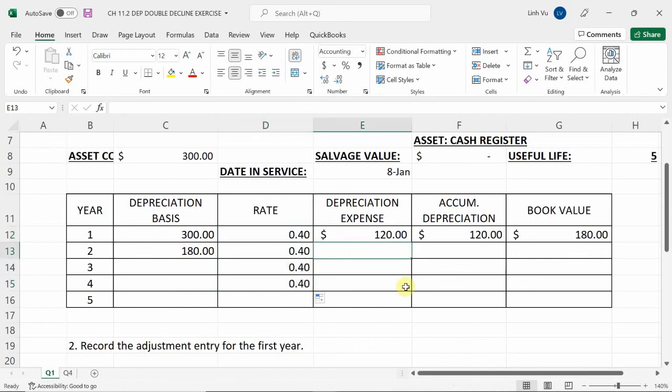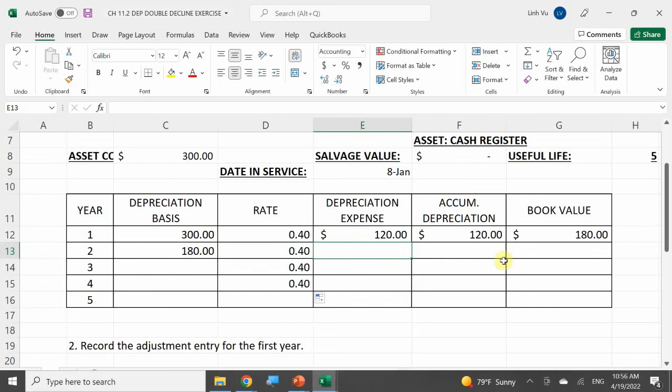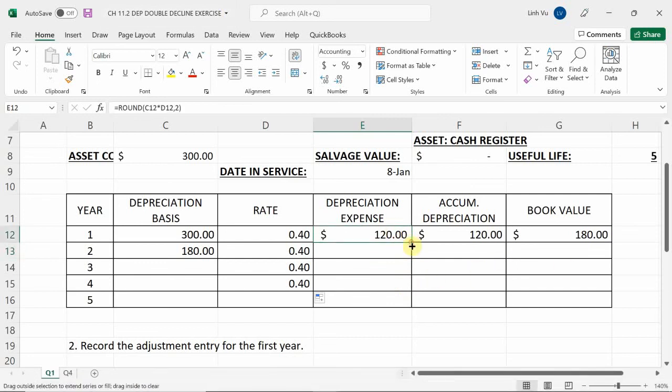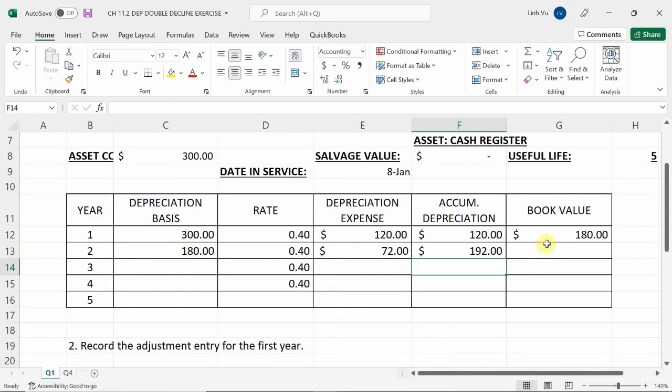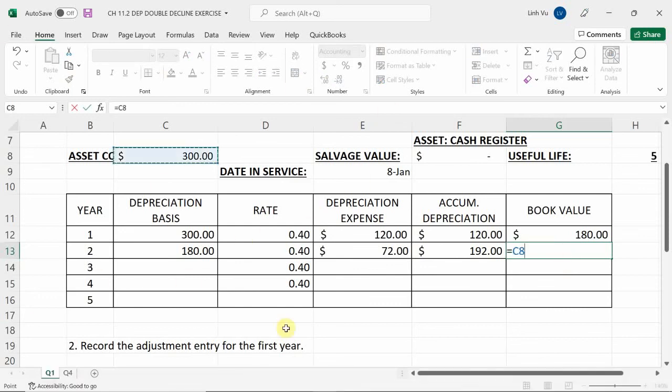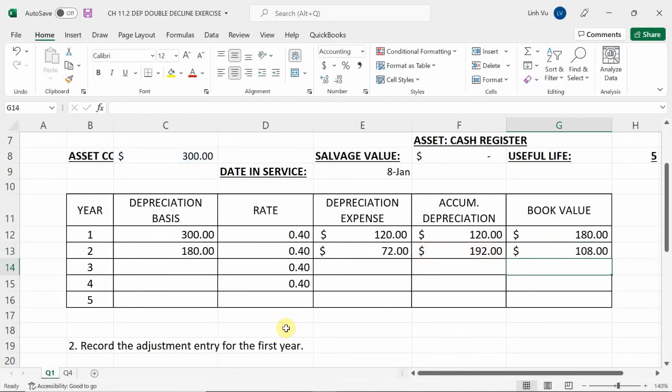So this time, what's my depreciation expense going to be? 72. Which will give me an accumulated depreciation of 192. 120 plus 72 gives me 192. So then what's my book value going to be now? 108. Good.